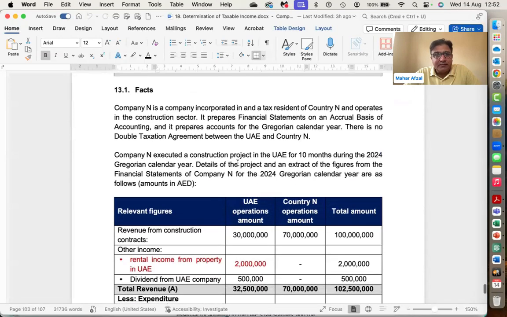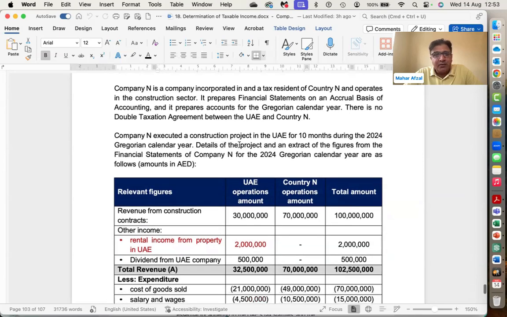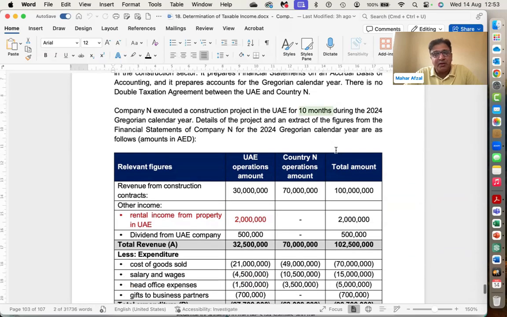So this is company N. Company N, a resident incorporated, financials on accrual basis. The company has executed a construction project for more than 10 months. More than 10 months, because the law has been given for 6 months. If this is more than 6 months, it will be subject to tax in the UAE. It will be considered a PE of the non-resident person in the UAE because the time is more than 6 months.